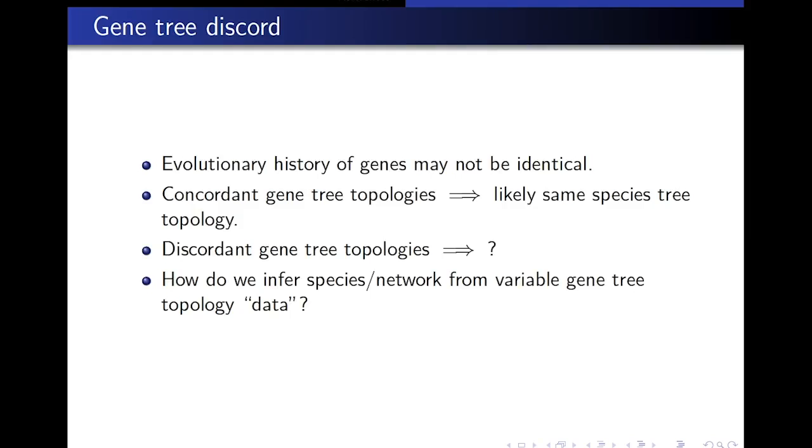If we have discordant gene tree topologies, how do we quantify the discord? How do we infer a species tree? Should we infer a species tree? How do we test a species tree or compare it to a different model such as a network?